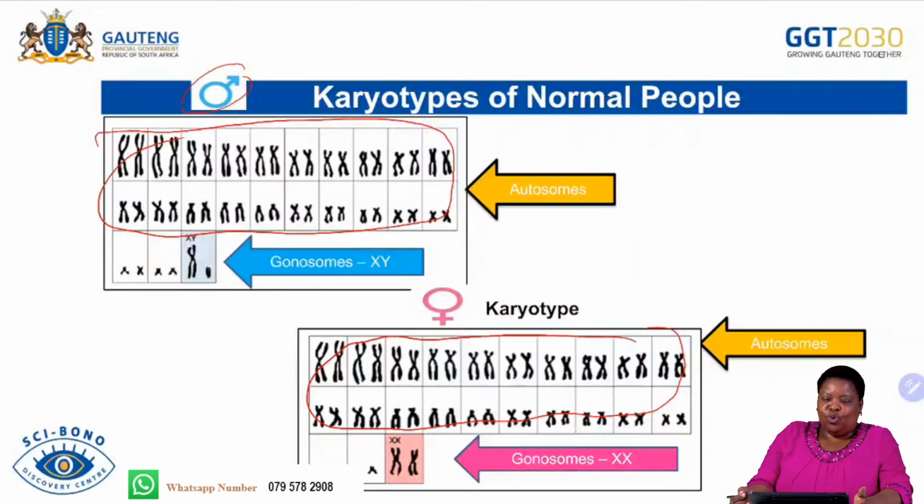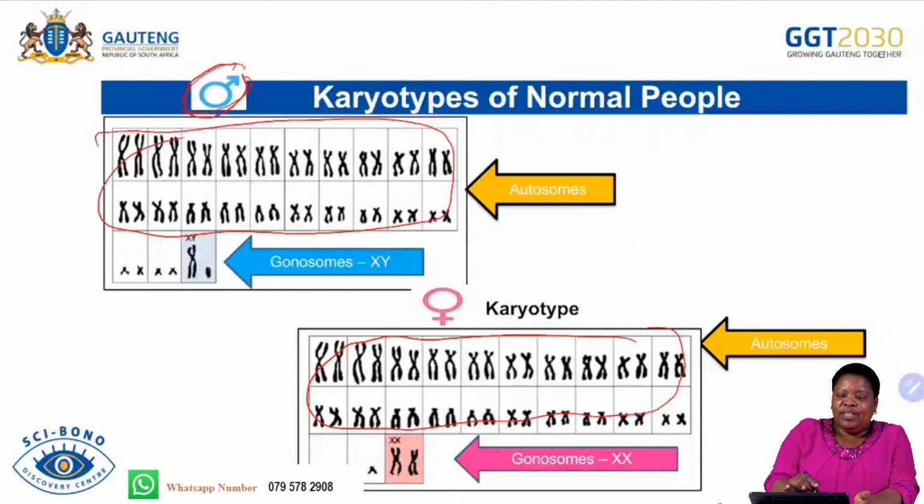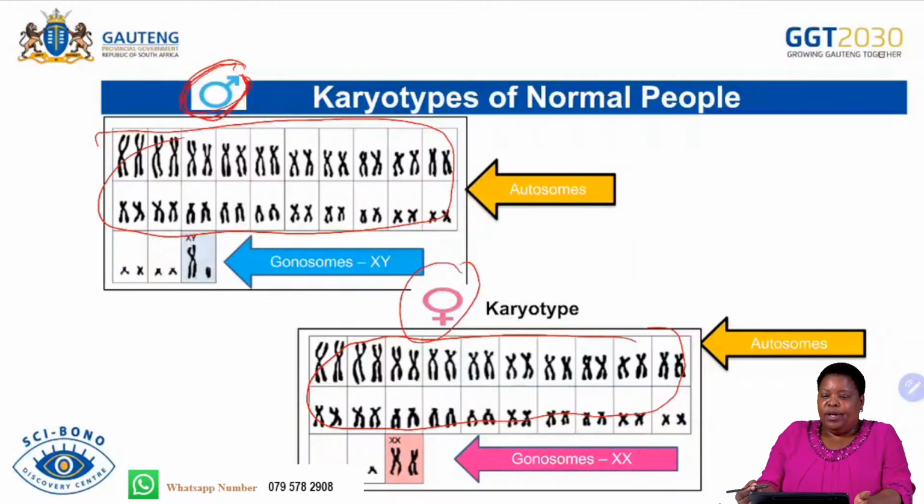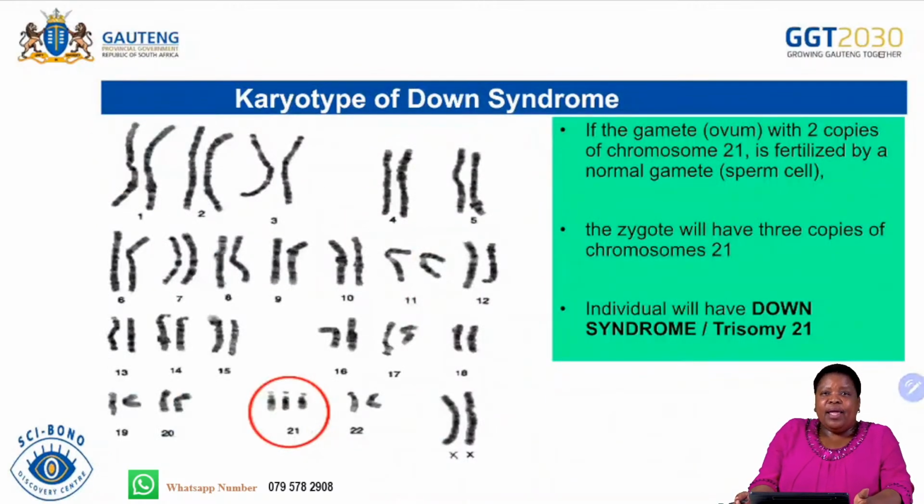XX means gonosome. This is very interesting because you can go to public places, sometimes to the bathrooms, and they don't even write male or female. You can have these symbols only. This symbol refers to a male, this symbol refers to a female. So we can only identify the male and the female by looking at what? The last pair of chromosomes, which is XY and XX, right?